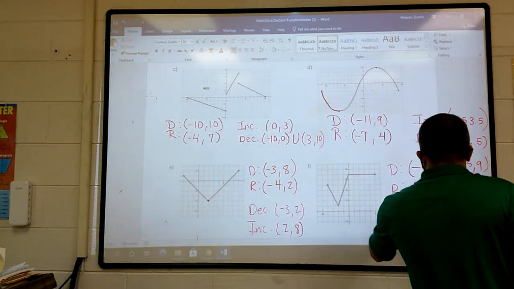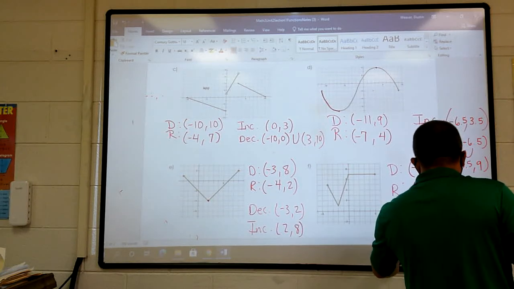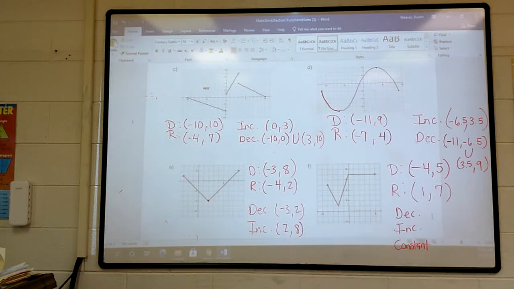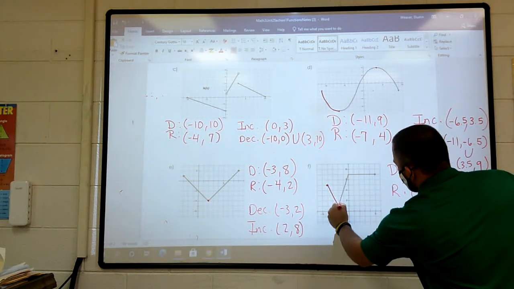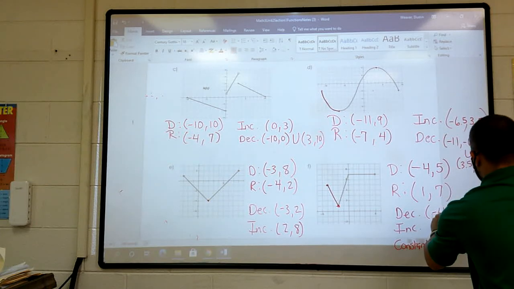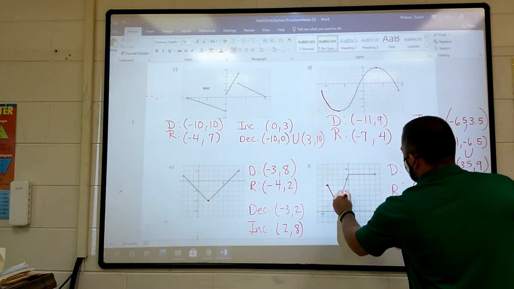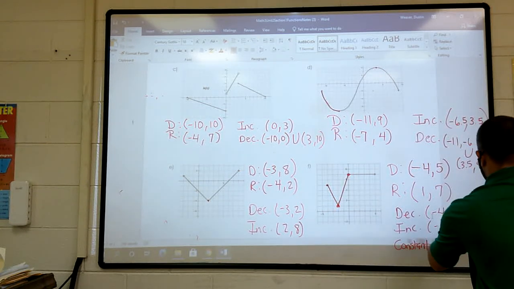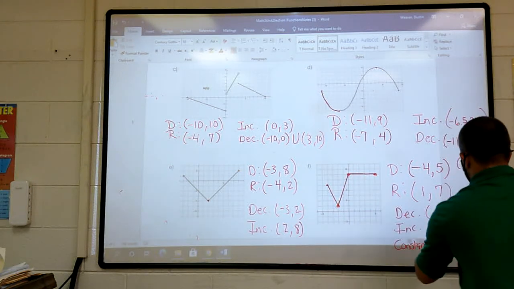Over here, I've got a decreasing, then I've got an increasing, and then I've finally got a constant. So over here, it is decreasing from -4 to -2. It is increasing from -2 to 0. And then it is constant from 0 to 5.